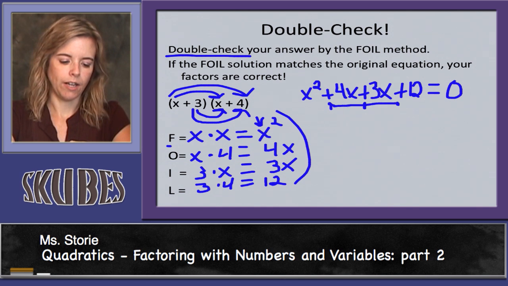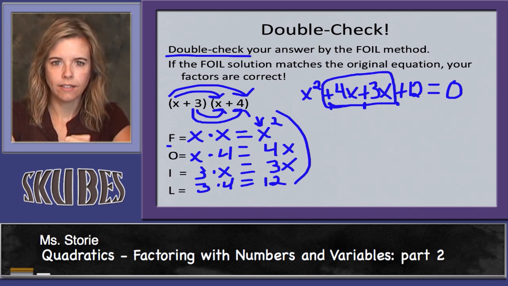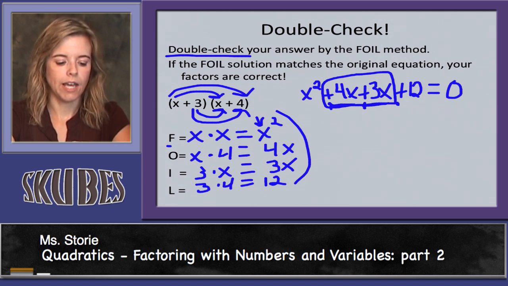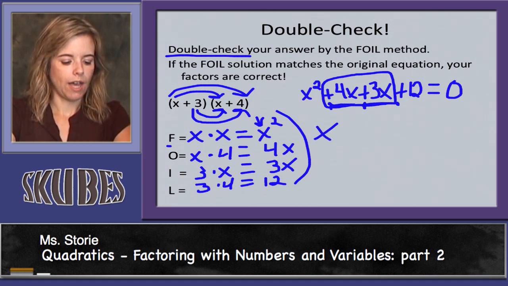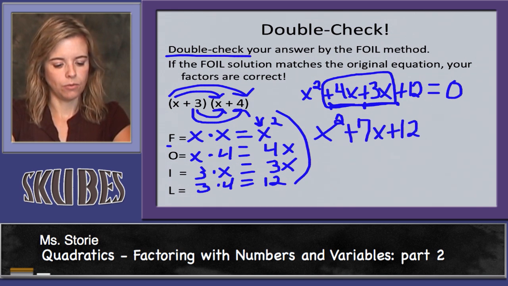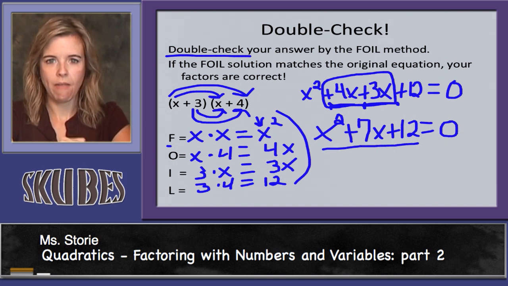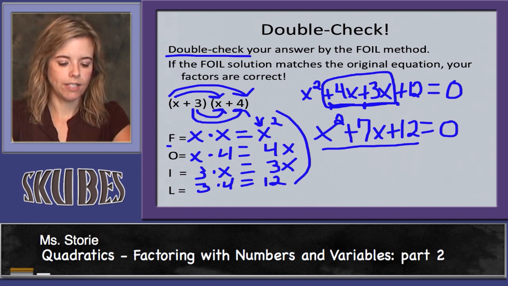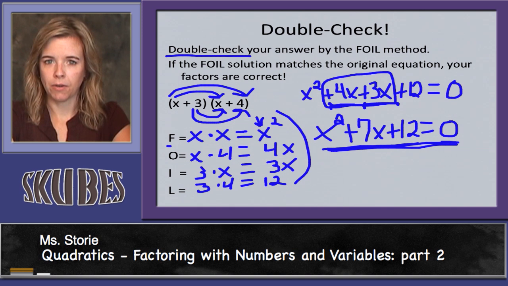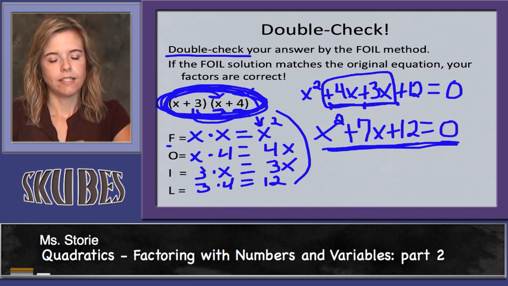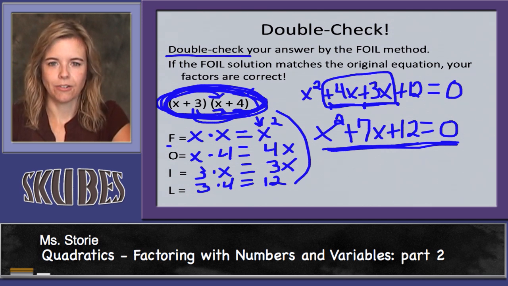Now you should notice something right here. Your O and your I are like terms, so we can go ahead and combine them. So we're going to take 4x's and add 3x's to them. When we do that, we should get x squared plus 7x plus 12 equals 0. Now the double check says, if the answer that you got from FOIL matches the original quadratic equation, then we've got our correct answer. It turns out this is a dead-on match to the original problem they wanted us to solve, so that tells us that our factors of x plus 3 times x plus 4 are the correct answer.